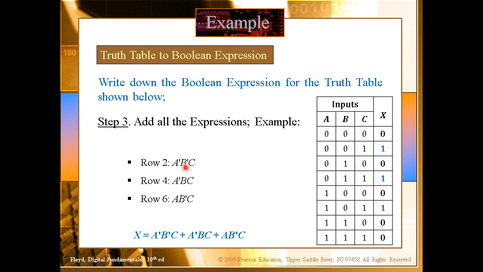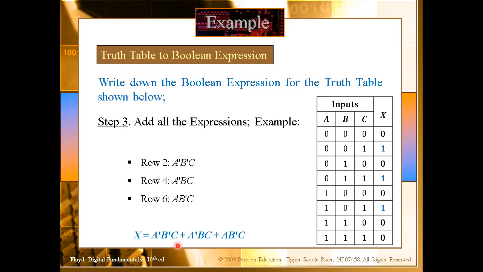Step 3, all I did is just add these 3 expressions. Very simple. I already have 3 expressions for 3 rows. I might have even more or even less based on the truth table. I added those 3 and that's it. You are done. This is the expression for the truth table you are given.